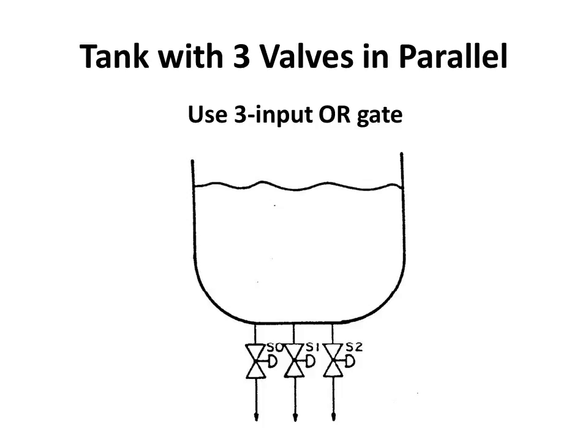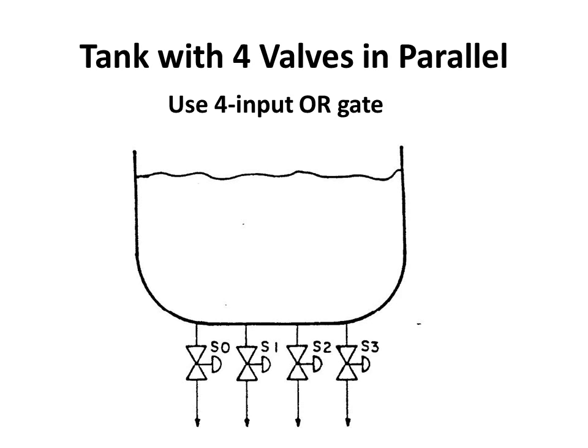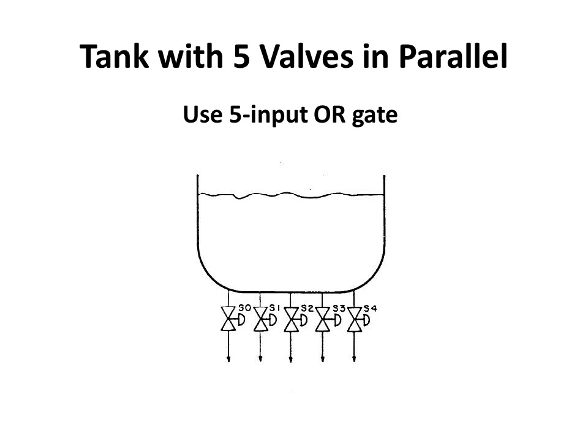So you should be able to write a truth table for a 3-input OR gate, a 4-input OR gate, and a 5-input OR gate. And in each of these situations, if any one of the valves is open, then liquid will flow.